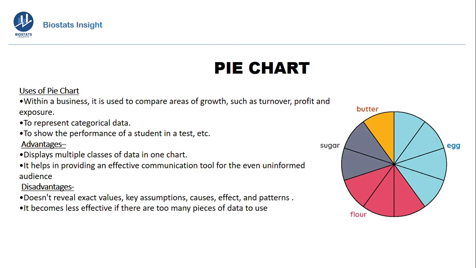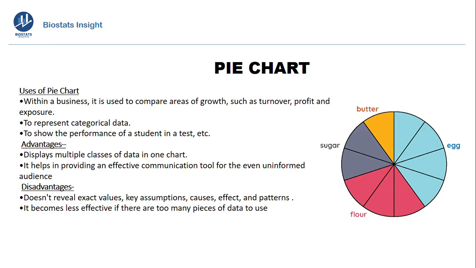Now, uses of pie chart. A pie chart would be useful within a business when we want to see the growth, turnover and profit of the company. When we have categorical data with multiple categories like sugar, butter, eggs and flour, and we want to see the composition of each category. Then we can use the pie chart to show the performance of a student in a class, or see a single student's performance in multiple subjects.